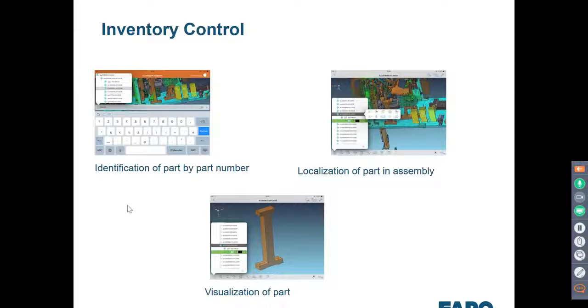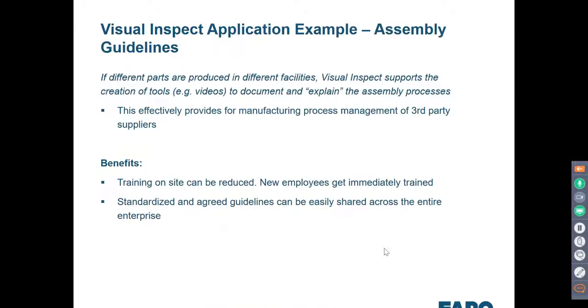And here are some different areas where you would actually use that. So ID of a part by the part number, localization of a part in the actual assembly. You can have a visualization or a view of the part, 2D or 3D. Let's talk about assembly guidance or guidelines. Different parts are produced in different facilities, and Visual Inspect supports the creation of tools, documents, and videos that can explain the assembly process.